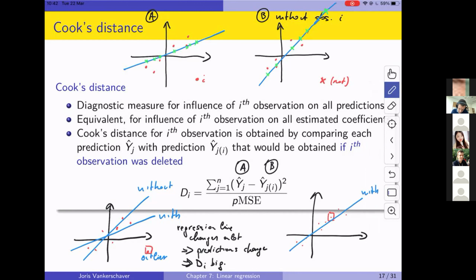and without the point, if we omit that point, the regression line is going to change a bit, but maybe not a lot. Let's say it's this, so without. And here we have the opposite: the regression line doesn't change a lot, hence the predictions don't change a lot, and therefore d_i is going to be small. So you look at Cook's distance to decide, is a point going to be an outlier, yes or no?